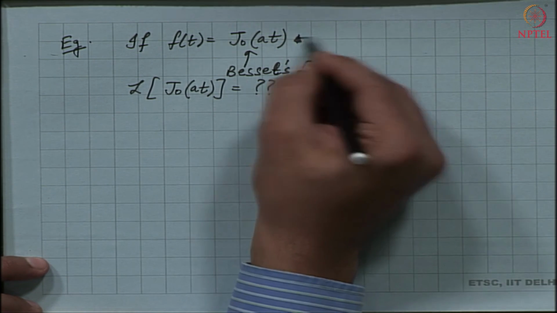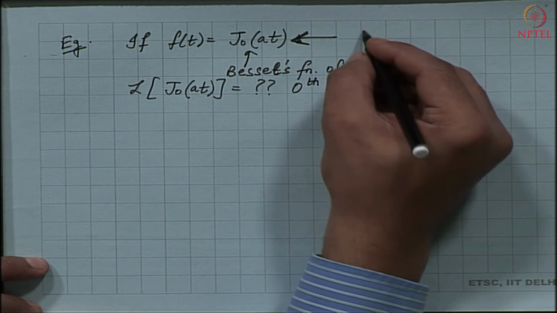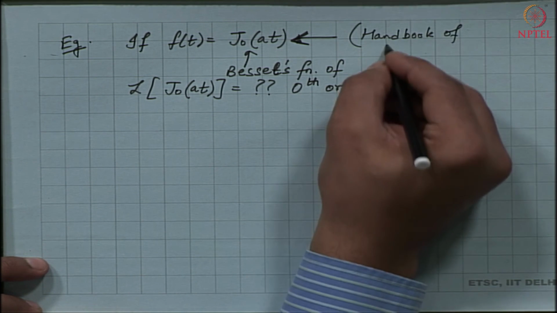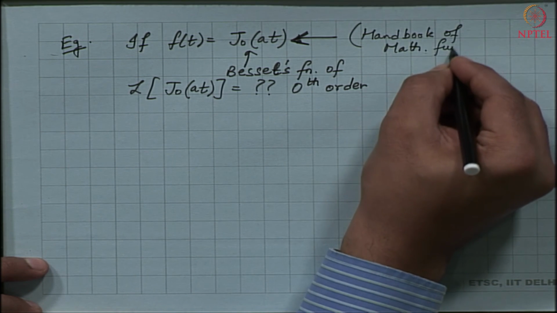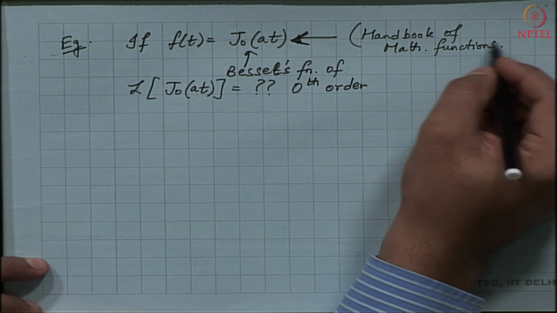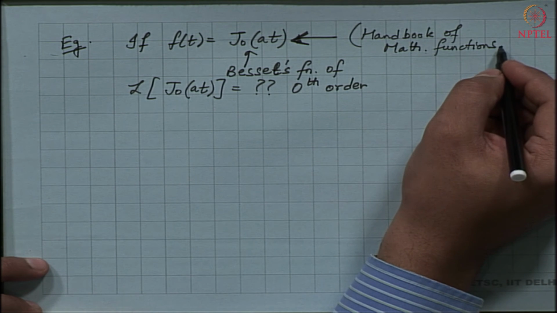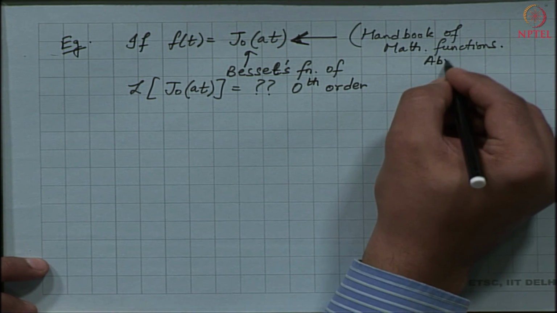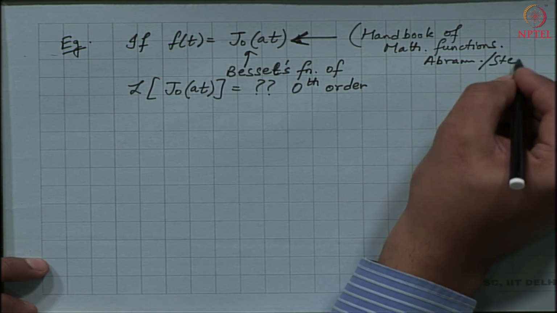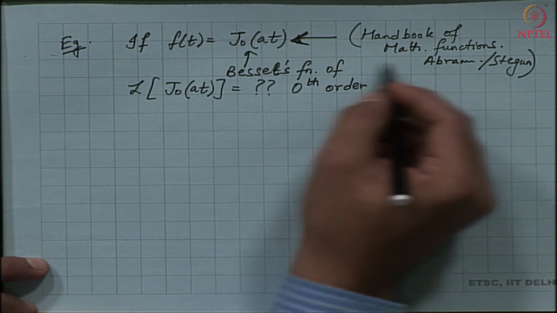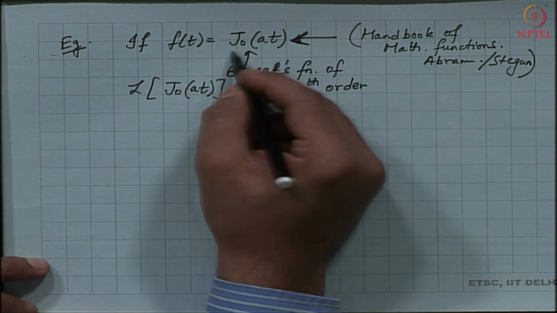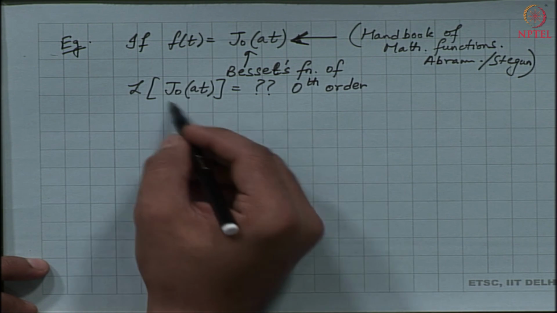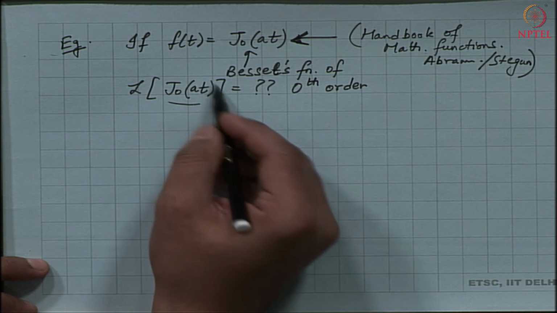So, again students are requested to look at the handbook of mathematical functions, that is what I have listed in my handout in my course description page. This is by Abramowitz and Stegun. So, please refer to this book to see the exact expression for this Bessel's function of order 0. Now, I will show you the expression for the Bessel's function in the series form.